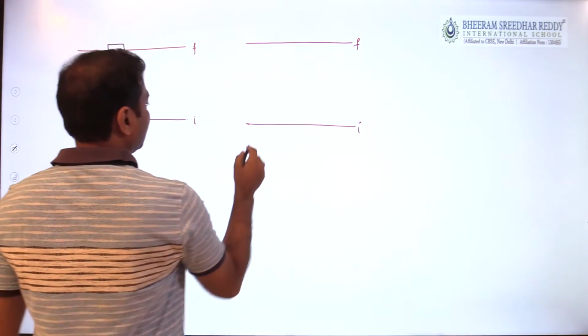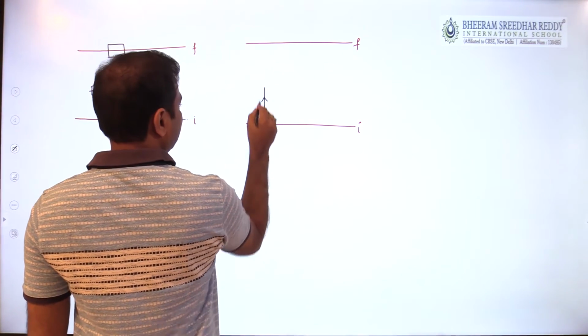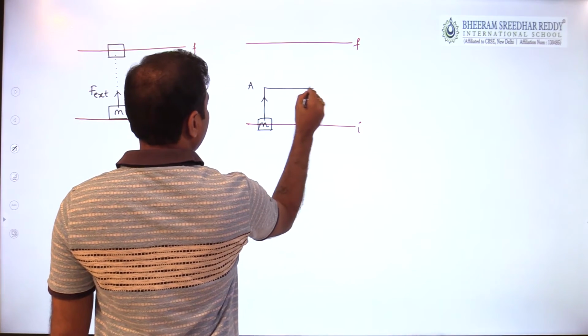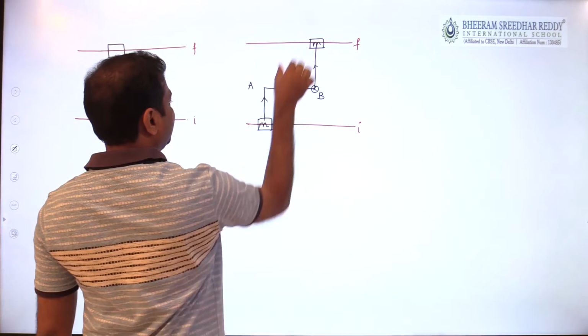Now how have we taken the block? A block of mass m is there. We have taken the block from the initial level to some other level A, then from A to level B, then from B to the final level. We have followed a different path, something like this.